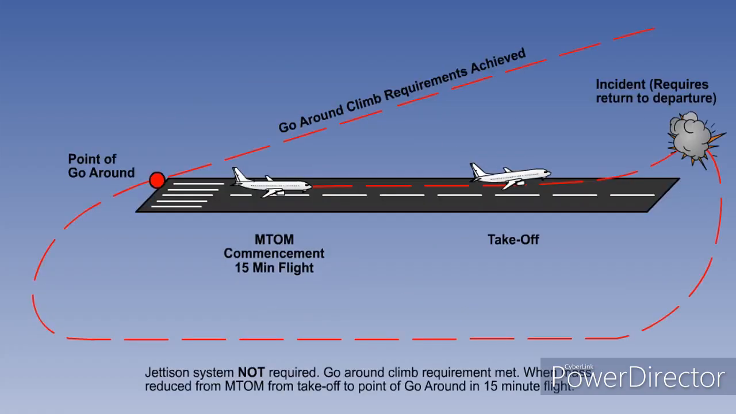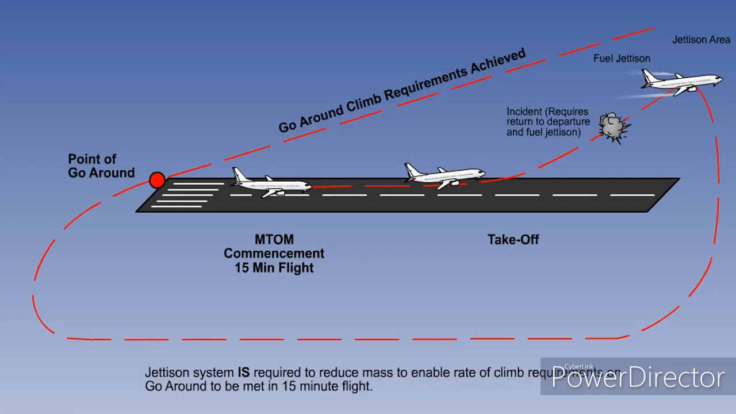In accordance with ETOPS Certification Specification 25, CS25, aeroplanes must have a fuel jettison system installed if it has shown that the aeroplane is unable to meet certain rate of climb requirements at a specified mass if a go-around becomes necessary. The specified mass is the aeroplane's maximum takeoff mass, less fuel used for a 15-minute flight, consisting of takeoff, go-around, and landing back at the departure aerodrome. If an aeroplane can achieve the climb requirements at the point of go-around, it will not require a jettison system.